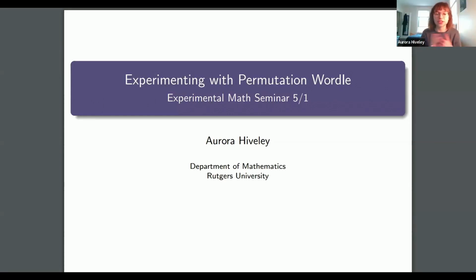So my name is Aurora Hiveley. I am also one of Dr. Z's students here at Rutgers University, and I'm going to be talking a little bit about experimenting with permutation Wordle. This is based on a paper out of Princeton written by Samuel Cutine and Lauren Smithline, so it's based on their work. We're exploring it a little bit deeper. Okay. Let's go to the next slide.